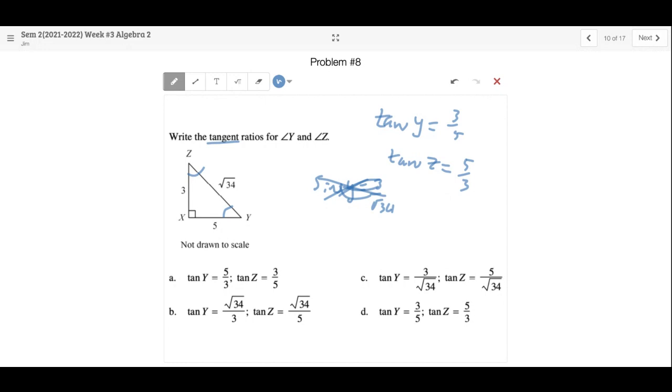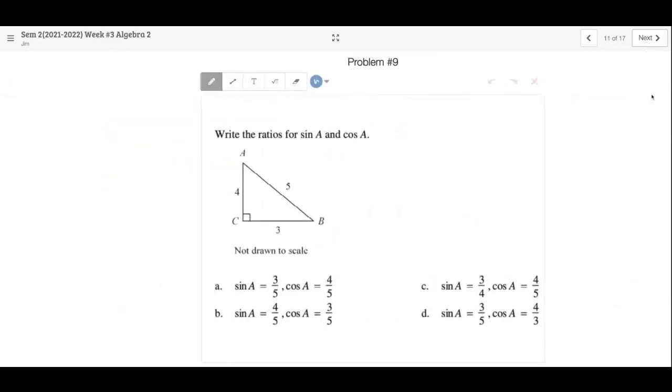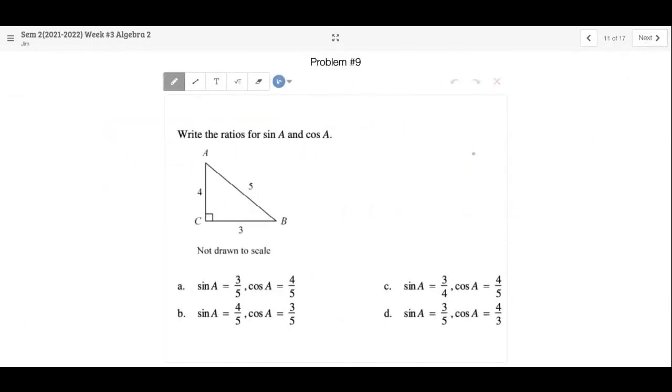All right. Problem number 9. It says write the ratios for the sine and cosine of A. In order to solve a sine cosine problem, you have to know how to set up the proportions. So I would do the sine of angle A, that's up here, opposite over hypotenuse, so that's 3 over 5. Cosine of angle A is adjacent over hypotenuse. And that is all they're asking for on that problem.